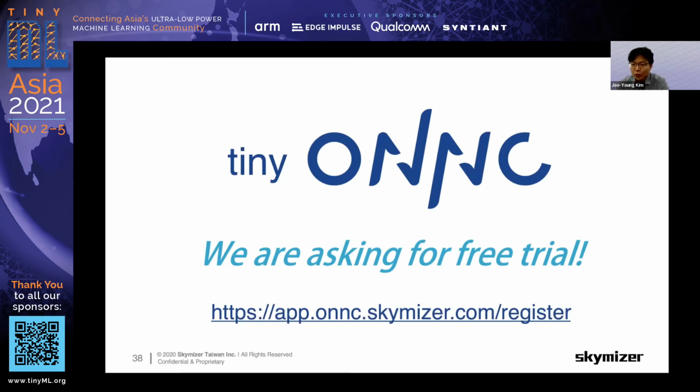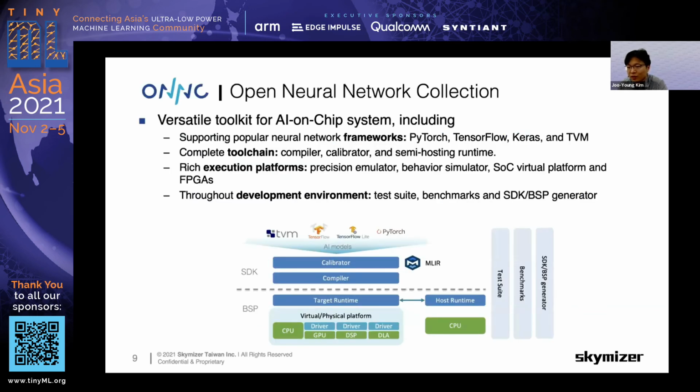So I have a quick question. If I see your slides, you developed ONNC first, right? And then you moved to Tiny ONNC. Can you tell us what the main different optimizations are from ONNC to Tiny ONNC?